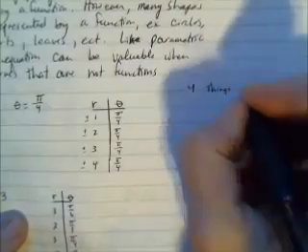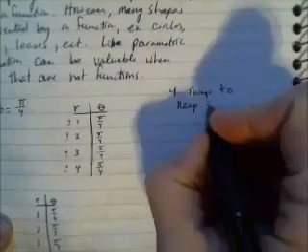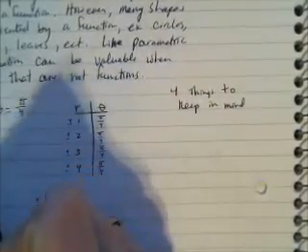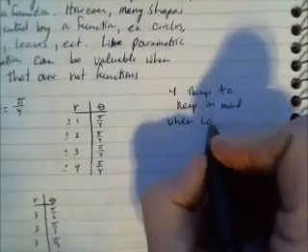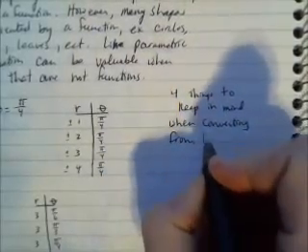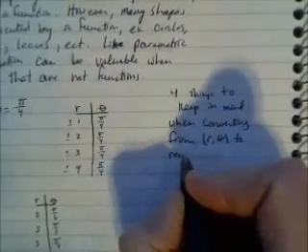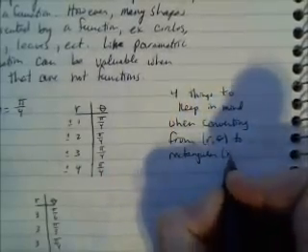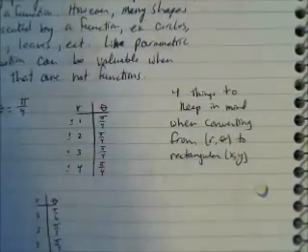The four things to keep in mind, because what we have to do is turn anything with r or theta into x and y. So, four things to keep in mind when converting from polar, which is r theta, to rectangular, which is xy. All the r theta should go away, and the only things we should have left are x and y and some numbers.